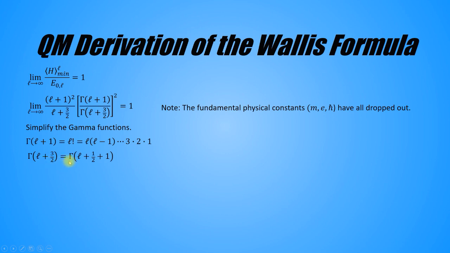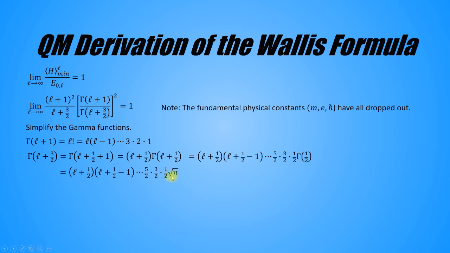I can, however, use property 1 by noting that L plus 3 halves is just L plus 1 half plus 1. And letting Z equals L plus 1 half, I apply property 1 to get this. Continued application of the first property of gamma functions results in these factors being piled up and the argument of the gamma function being reduced by 1 until it reaches 1 half, at which point we can stop because we know what gamma of 1/2 is from the first segment. It's the square root of pi right here.